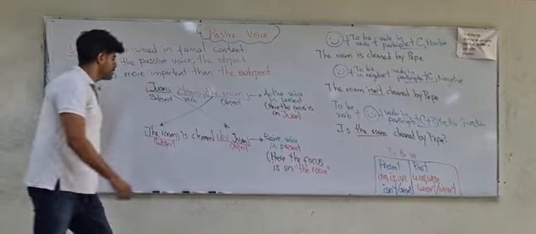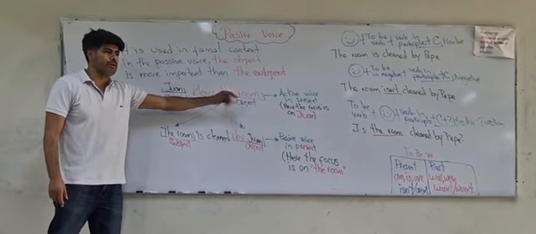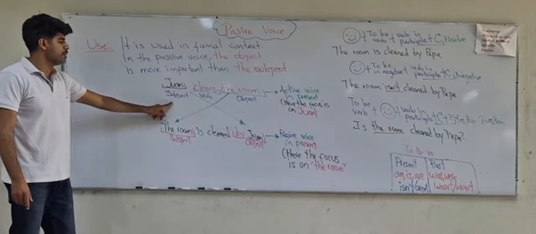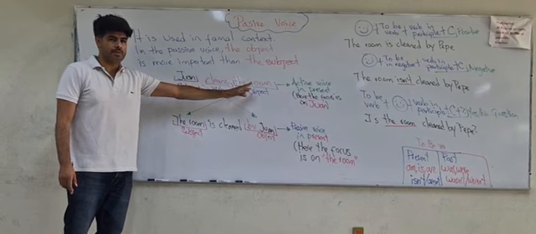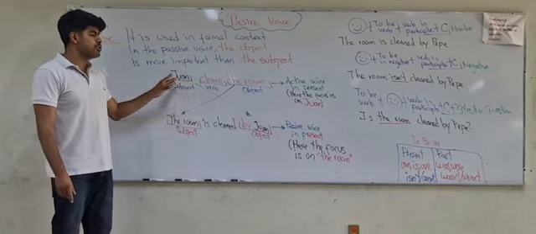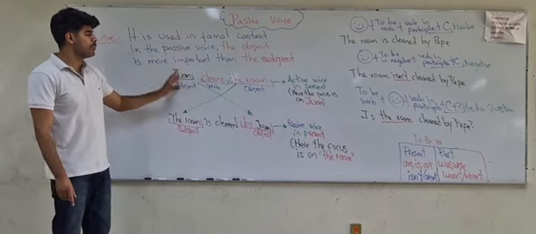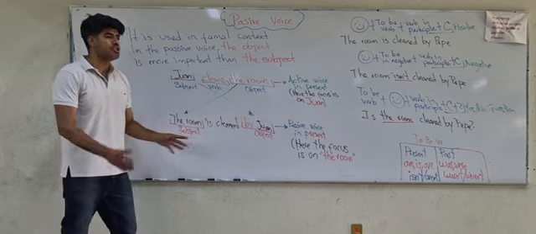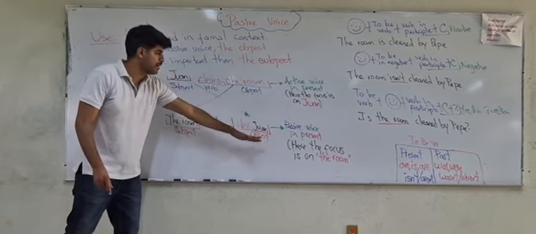So let's take a look at this example. In this example, Juan cleans the room. Here, Juan is the subject, cleans is the verb, and the room is the object. Since in this sentence the most important part is Juan, and in the passive voice the most important part is the object, what I have to do is change from active voice to passive voice.